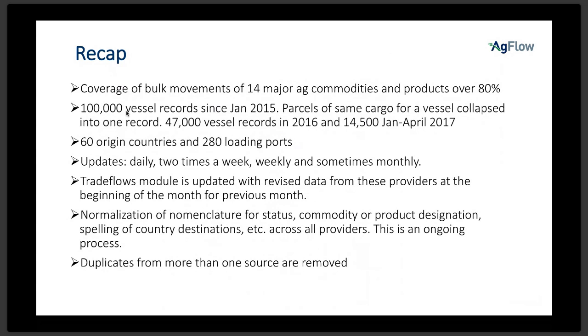And we do try, when we get cargo ships with different parcels, if the parcels are the same commodity or product, then we collapse them into one record. Or if the ship is handling, let's say, soybeans and corn, then it becomes two records. 47,000 records in 2016 and 14,500 in 2017. While we're concentrating on the main origins, we do have 60 origins in this and 280 loading ports.